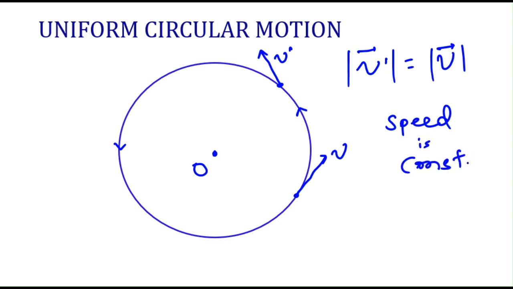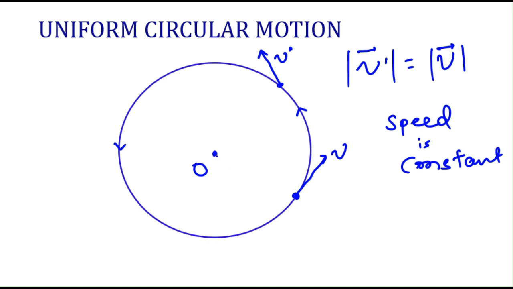but the velocity is not constant, because at each and every point the direction of the velocity is changing consistently. So if velocity is changing, then there should be an acceleration which is causing this velocity change. So we are going to discuss that acceleration, its magnitude and direction, and all about that acceleration. So let's go to the next point.